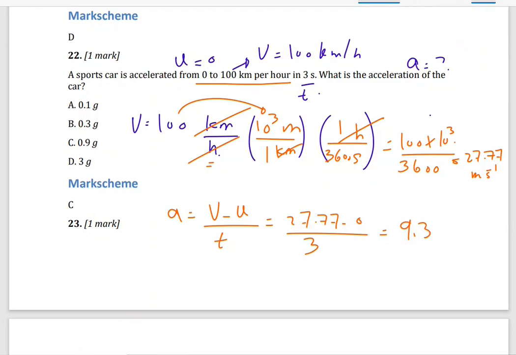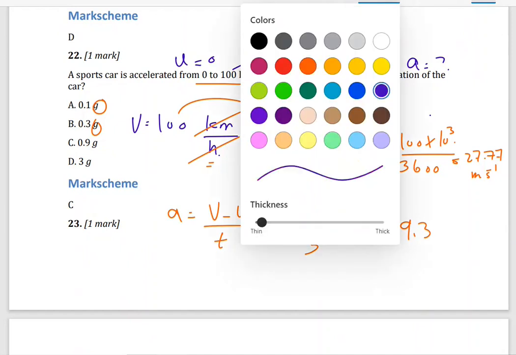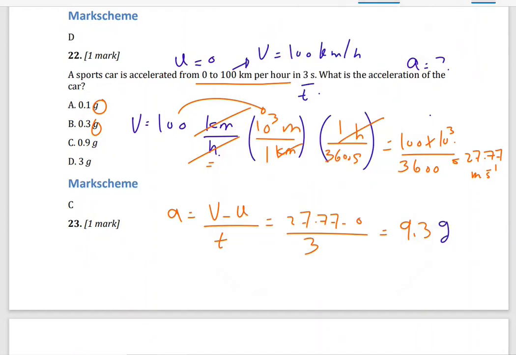But the question here, I have G. So what I'm going to do, I'm going to multiply by 1 over G, free fall acceleration. The free fall acceleration is 10. So 9.3 G divided by 10 will give me 0.93 G, rounded to one significant figure. So the correct answer is C, 0.9 G.